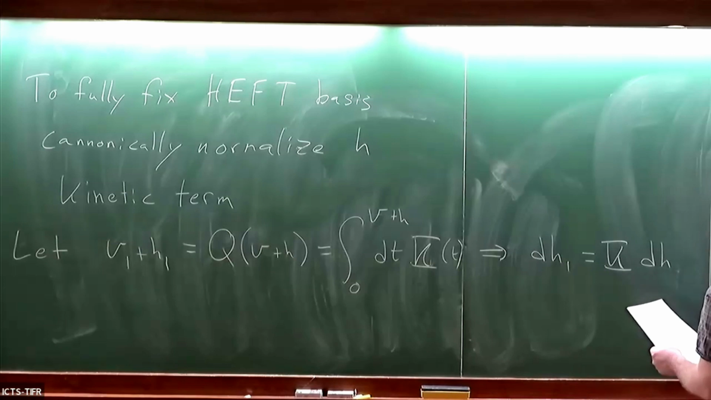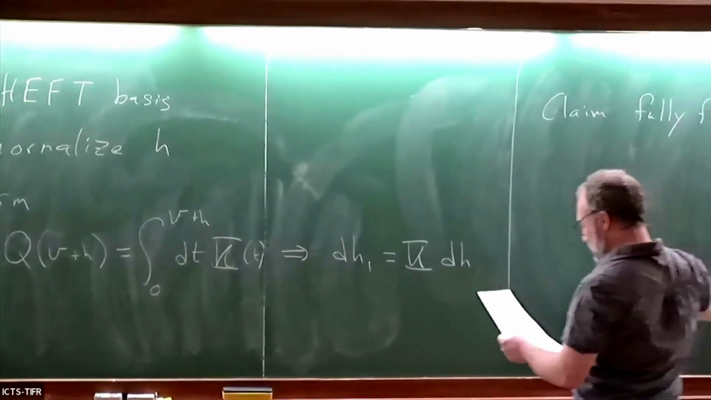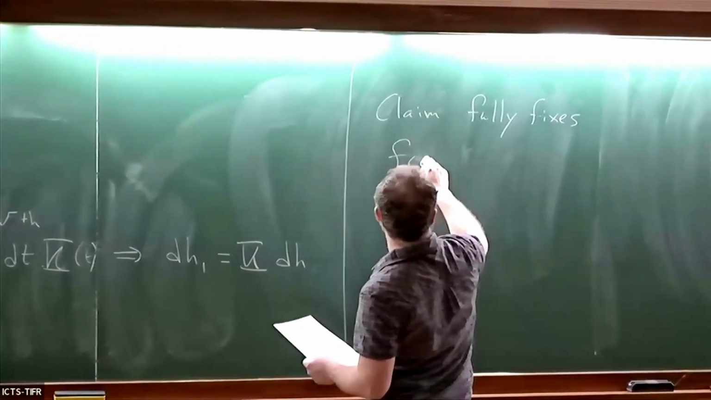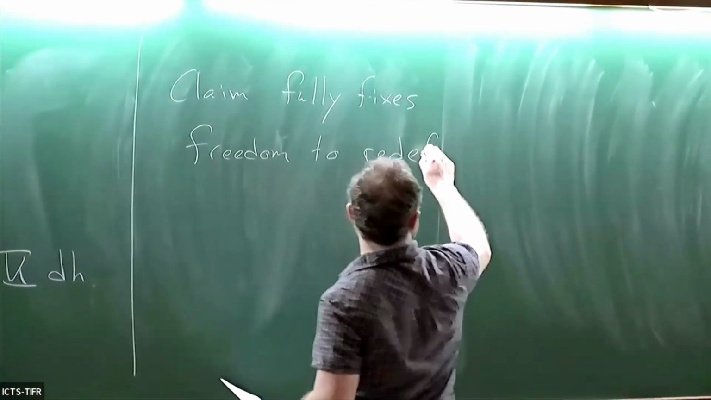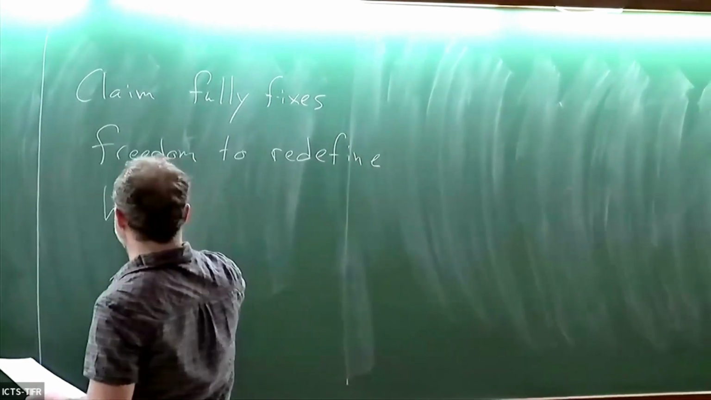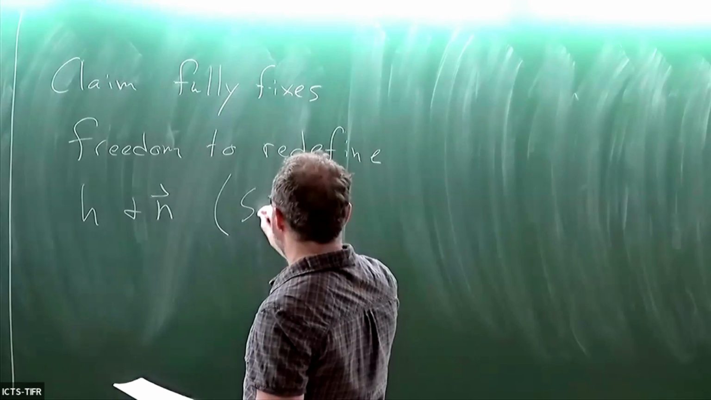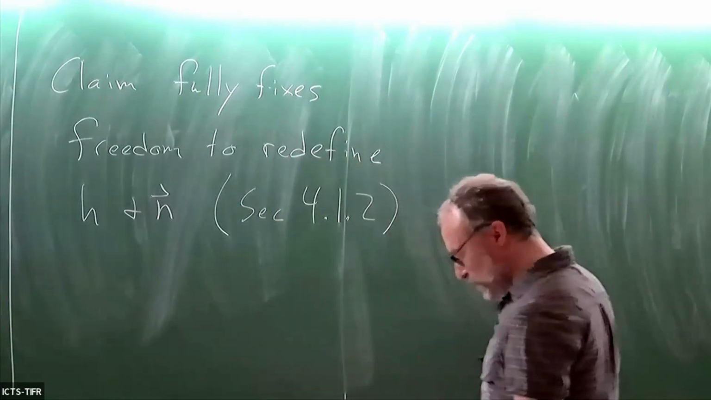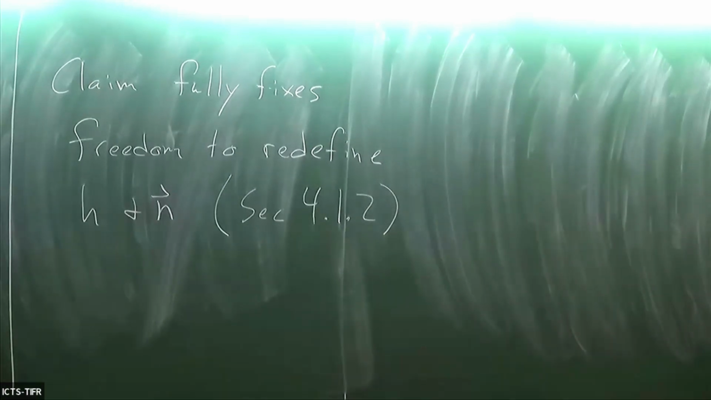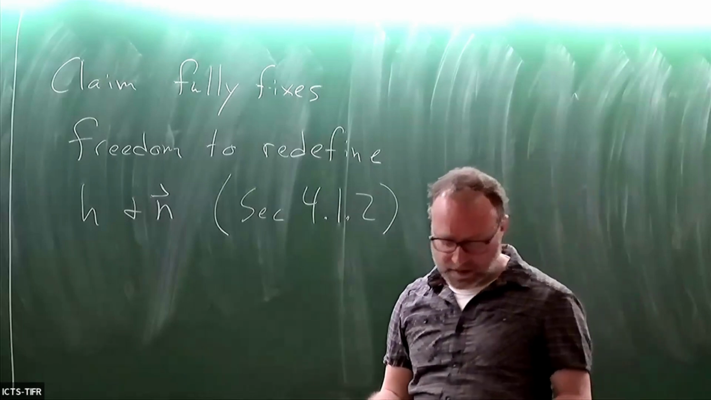So we claim this fully fixes the freedom to redefine H and N vector. And the arguments are given in section 4.1.2 of the paper. It's not enlightening, or I would have taken the time to present it.